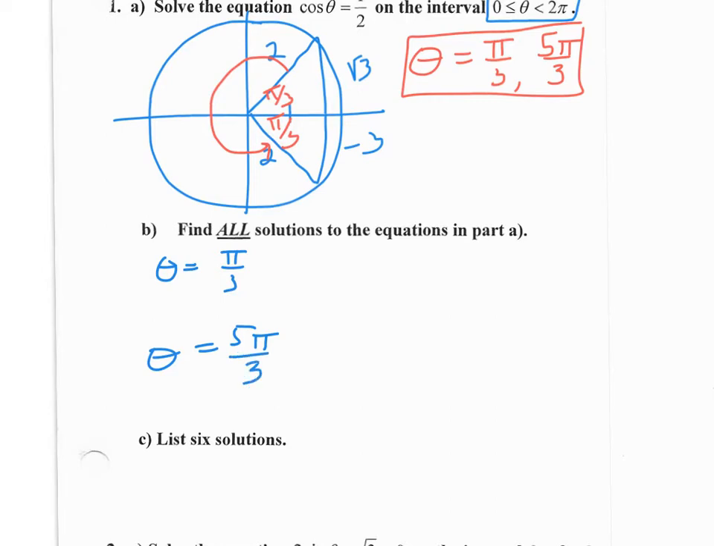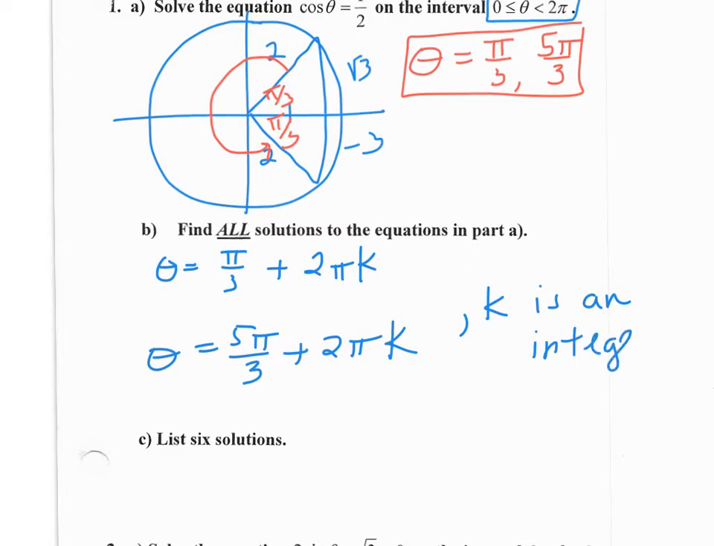Now, when I go 2 pi around the circle, so if I were to add 2 pi to this, I'd get another solution, right? And if I add 2 pi to this, I get another solution. And then 4 pi and 6 pi and 8 pi. So I just continue going around the circle forever. Now, the way we would do this without listing all of them would be to add 2 pi k on the end, okay? Where k is an integer, meaning it might go once around, twice around, 3 times around. Whatever k is, you could go that many times around.